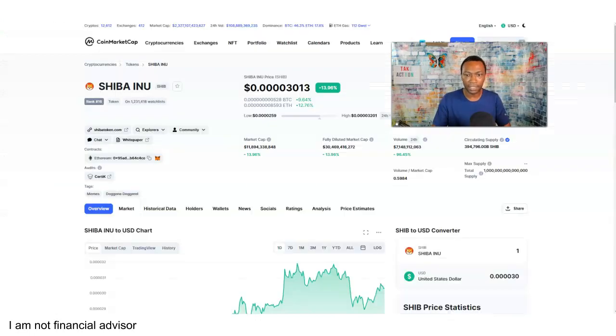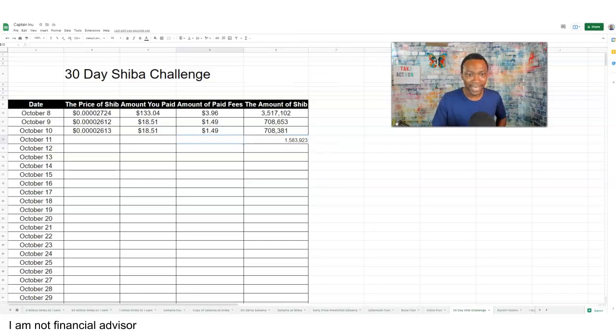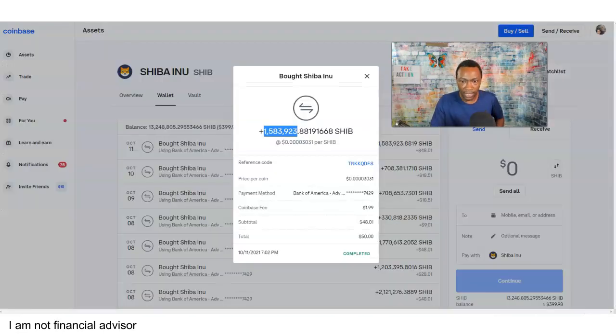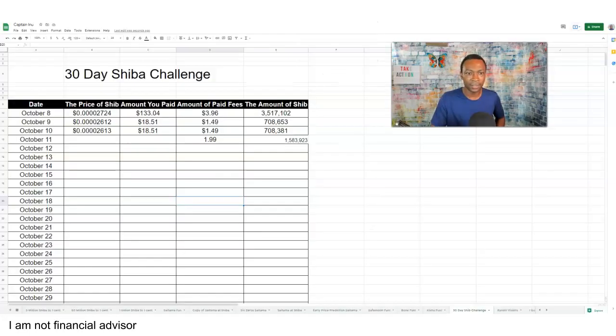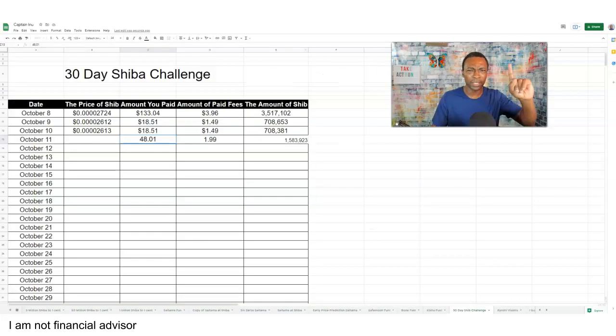And then the amount of fees that we paid, the $1.99, is the fees. Not bad at all, not bad at all. And then the amount we've paid was $48.01. So we'll go ahead and put that in there. And then in terms of the price of Shiba, it's this right here. So it's up a little bit today, but we're still focused. We're still focused on the common goal, 30 straight days. Are you with me? Are you with me?